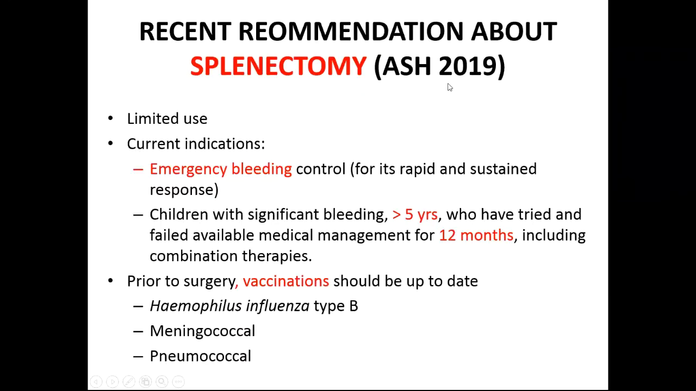So the recent recommendations about splenectomy, according to the ALPS 2019, is that it is currently used for emergency bleeding control for its rapid and sustained response, and also being used in children with significant bleeding who are more than 5 years of age, who have tried and failed available medical management for 1 year, including combination therapies. And prior to surgery, the vaccination should be up to date with Haemophilus influenzae type B, pneumococcal, and meningococcal.